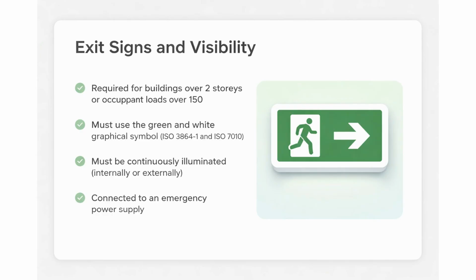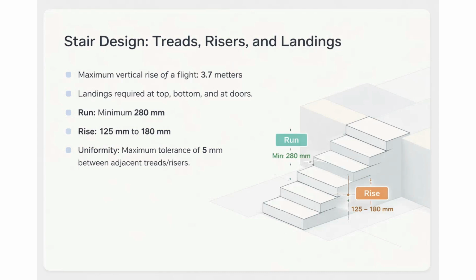Stairs are a common site for accidents during an evacuation, which is why their geometry is strictly regulated. A single flight cannot rise more than 3.7 meters without a landing. Furthermore, the run and rise of the steps must be highly uniform, with a maximum tolerance of just 5 millimeters between adjacent steps to prevent tripping.